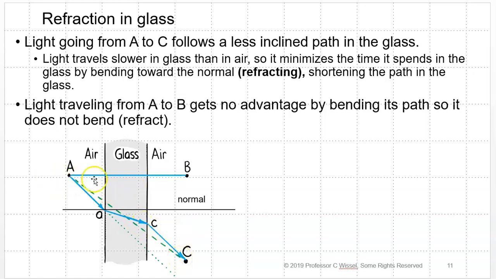Now, this right here, there's no advantage to bending. So when you have something that is perpendicular to the surface, that is parallel to the normal, the angle of incidence is then 0, there's no refraction. Here you have refraction here and here. One toward the normal as it encounters the higher index of refraction, the slower medium, and one away from the normal as it encounters the faster medium, lower index of refraction.